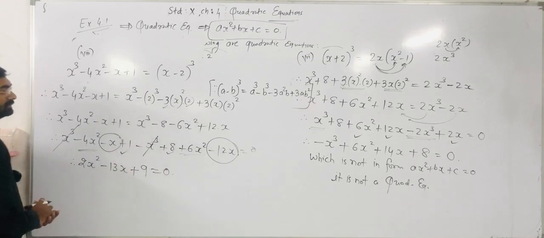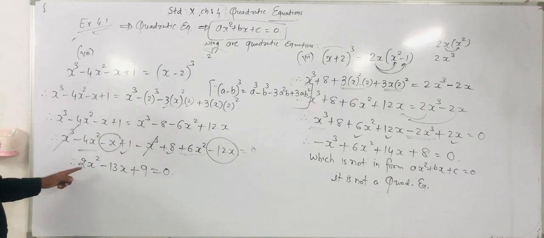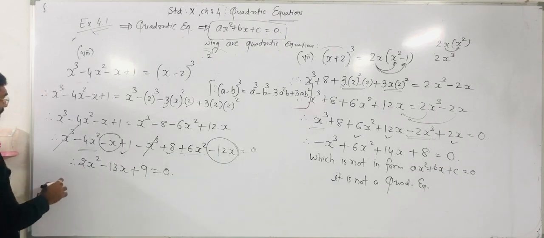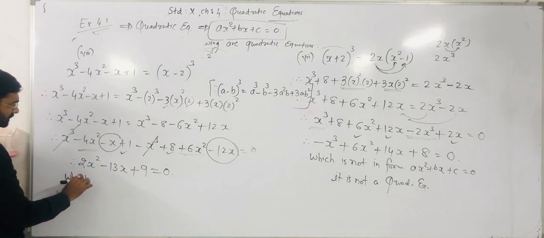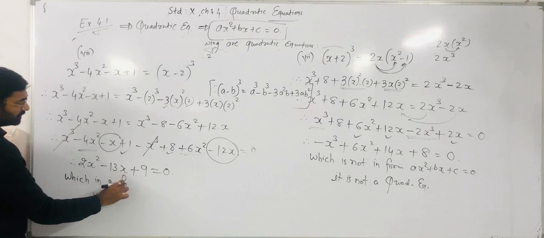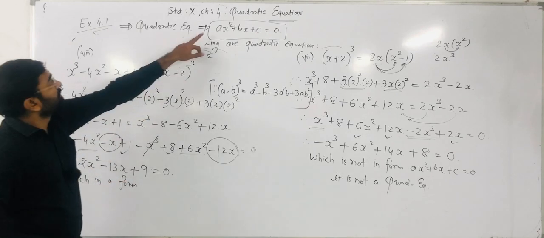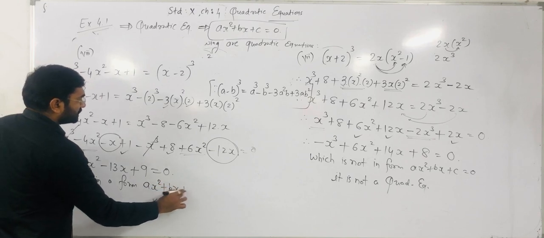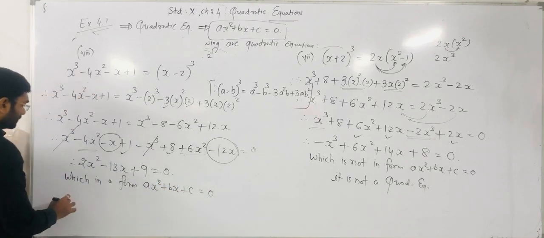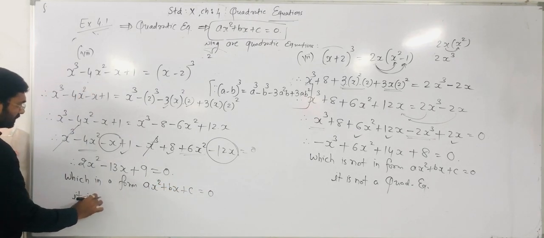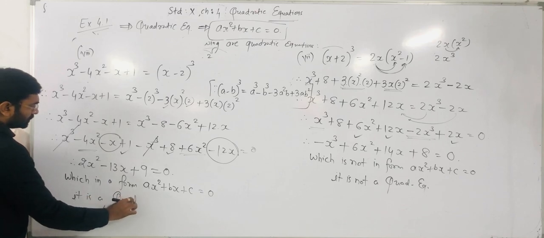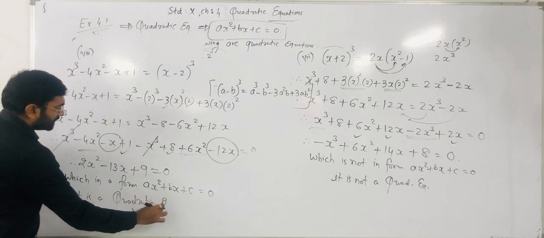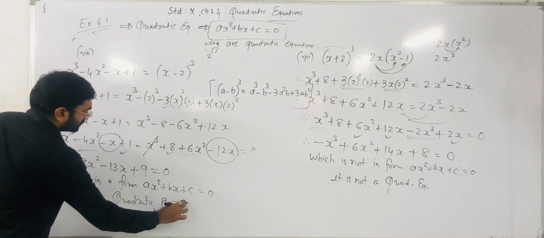So we can say it is in the form of our standard form of the quadratic equation, which is ax square plus bx plus c is equal to 0. So it is a quadratic equation.